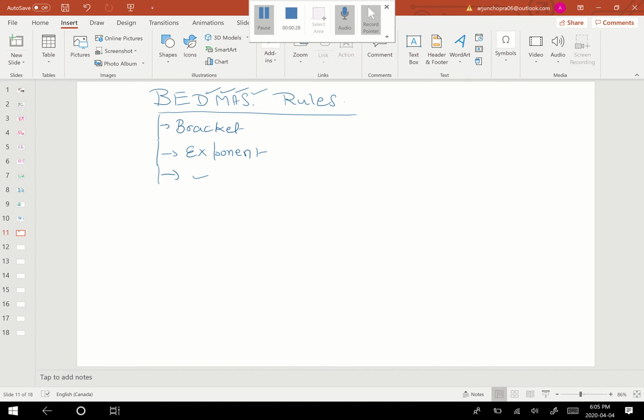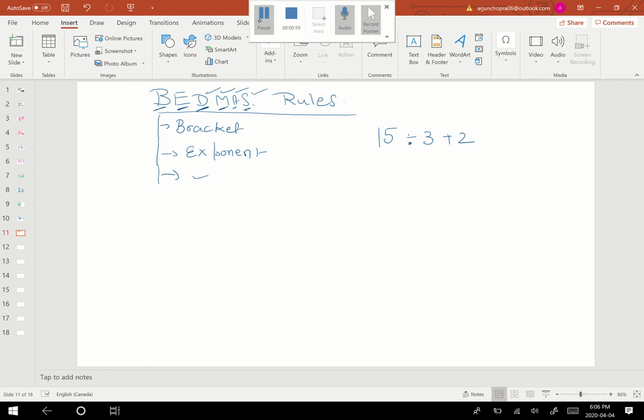So when you're given a complex problem, first of all we solve for the bracket, then we solve for the exponent, and then we apply the division, then the multiplication, addition, and subtraction at the last. Let's say, for example, I'm going to take a very simple problem: 15 divided by 3 plus 2. How can I solve it?